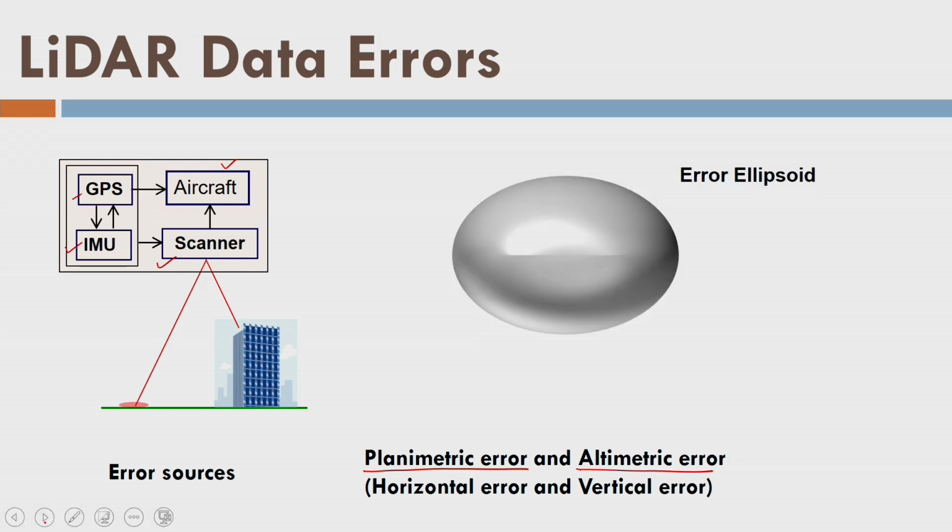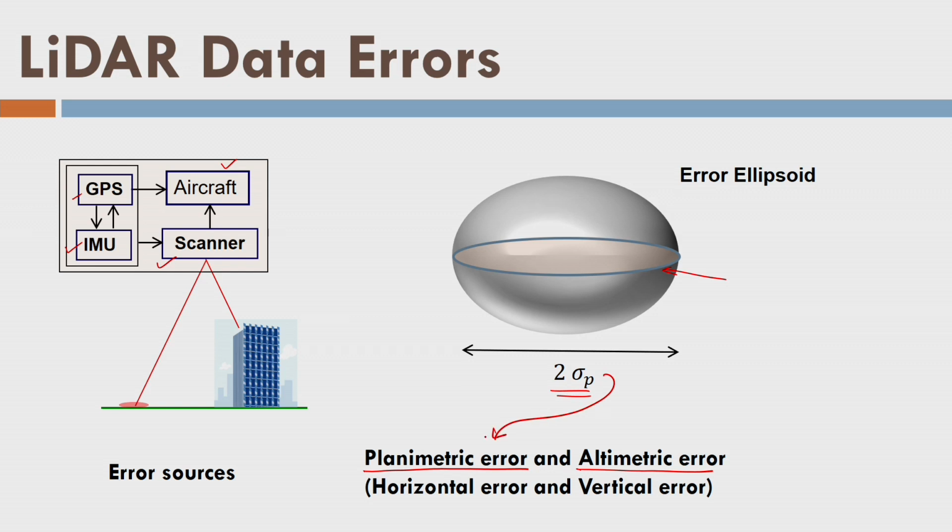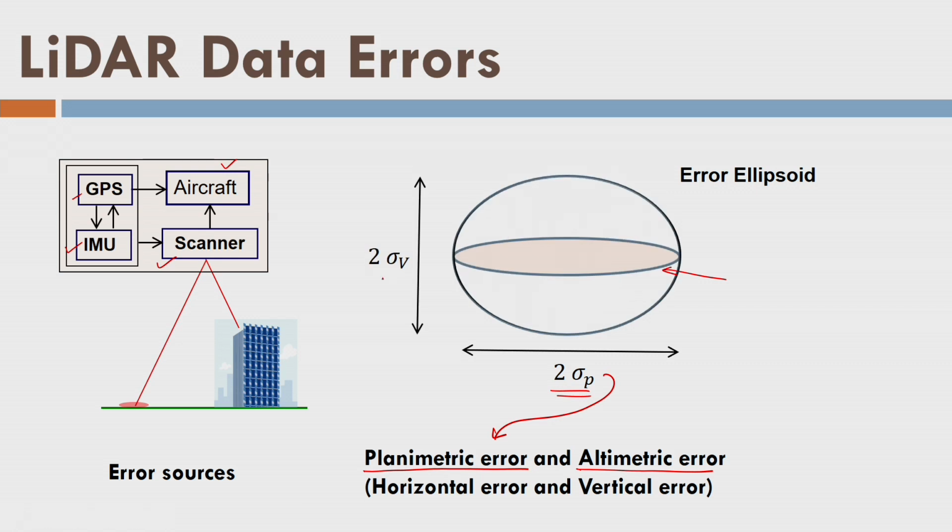So, let us see, this is my error ellipsoid and this is the planimetric error, ellipse of the planimetric error here, and then we have 2 sigma p here, right. Sigma p is nothing but the planimetric error. Now, we have altimetric error also here. So, this is my altimetric error sigma v here. So, we are writing that okay, a user can tolerate this much of error given by sigma p in horizontal and sigma v in vertical. So we should also try to meet these requirements once we acquire the data in the field.